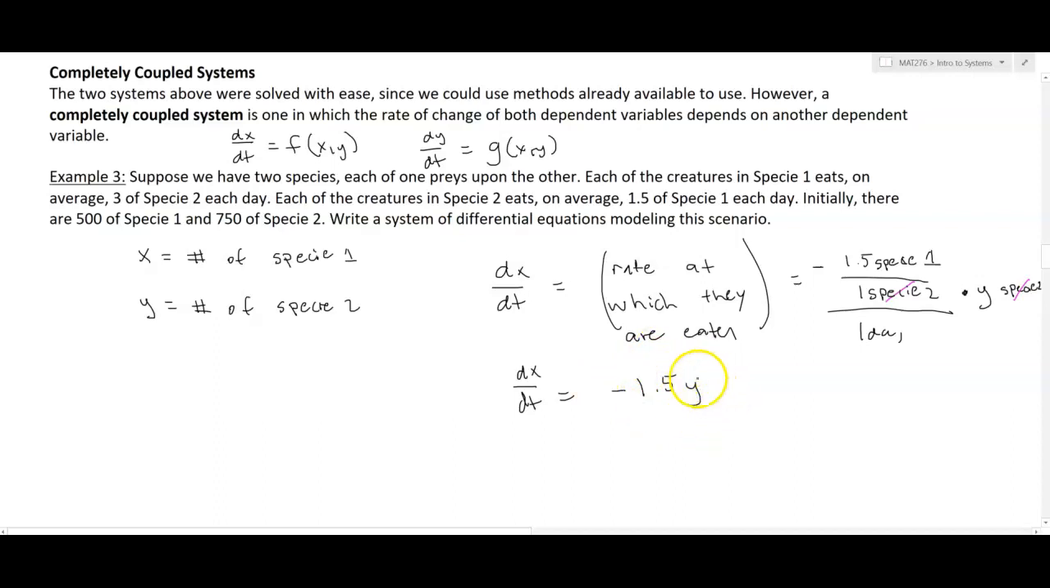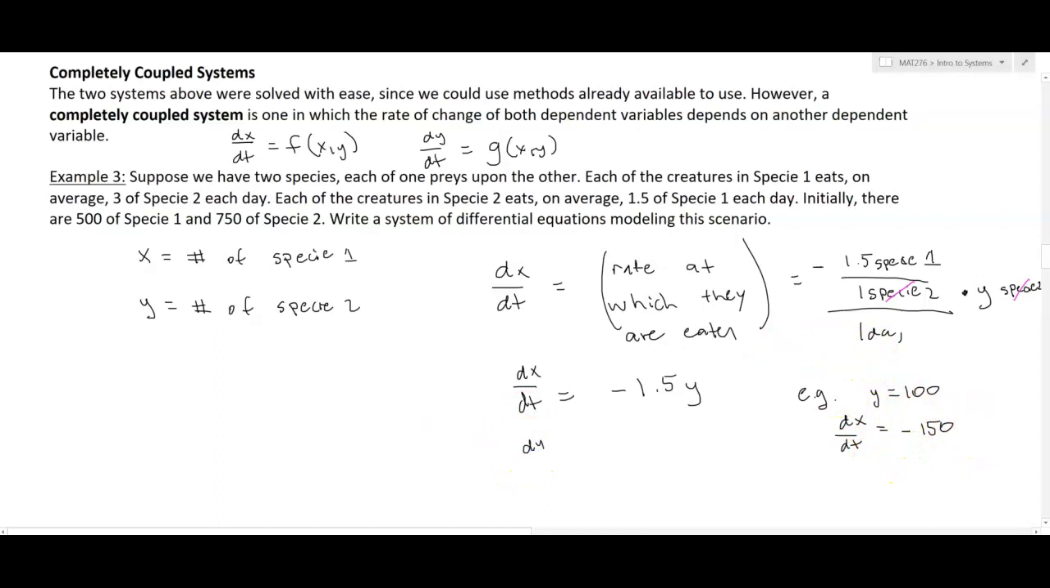So if there are 100, e.g. if y is 100, then that means each of those 100 species 2 are going to eat 1.5 species 1 on average, and so that means that the x population should decrease by 150, right? Because all 100 of them are going to eat on average 1.5. Some will eat 2, some will just eat 1, but we would expect them to eat up that many of them, and that would be the reduction in the population.